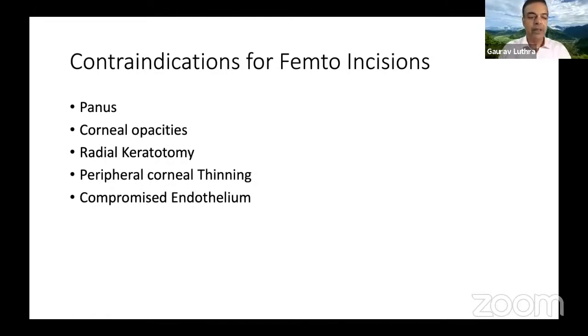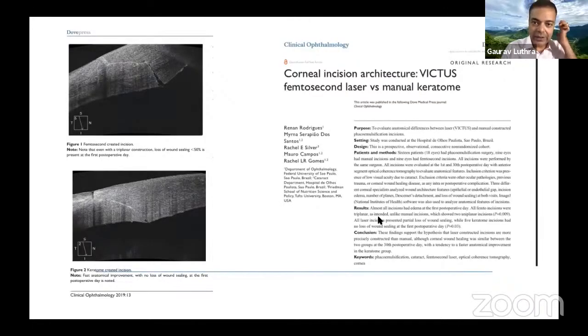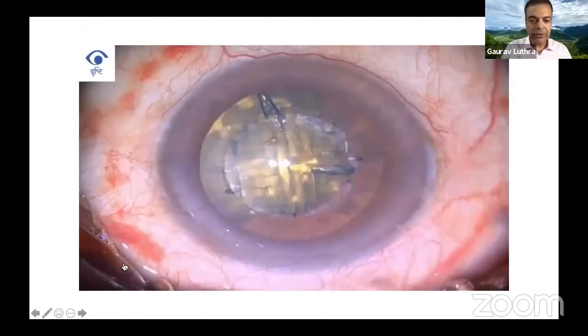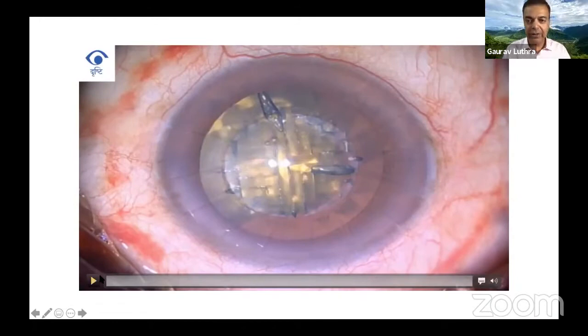I remember reading a study where they did some studies on the endothelium with femto assisted versus keratome, and they were suggesting that you shouldn't use high energies when doing the corneal incisions. Now, this is another study which was published where they compared a keratome incision versus the femto incision at 1 month. And you can see that the femto incision, although it is nicely triplanar, has still not healed from the internal side. The anatomical healing is not as great as the other one.